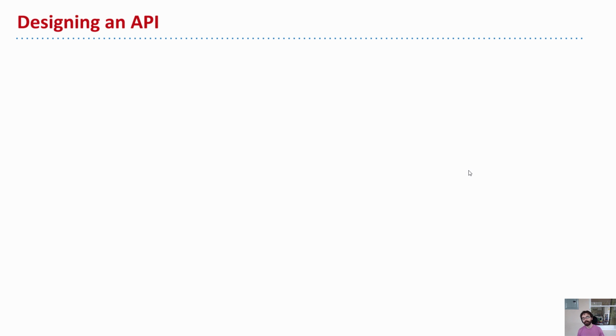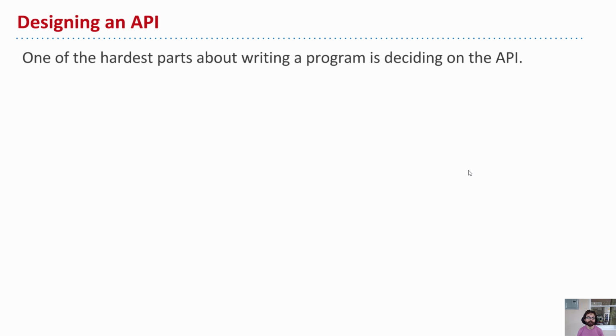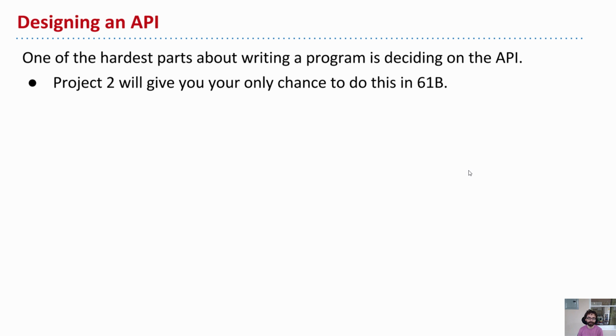Okay. So how do you design an API? How do you decide where to draw the lines of abstraction? I would say it's actually really hard. One of the hardest parts about writing a program is deciding on the API, and that's actually what makes Project 2 hard. If we just gave you a bunch of methods and said, go implement these, this project would be not that big a deal, I think. I mean, there'd still be things you have to figure out how to do, but it's the API design that really makes this fundamentally difficult.